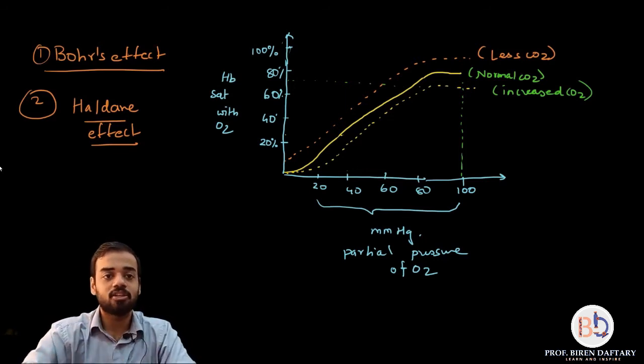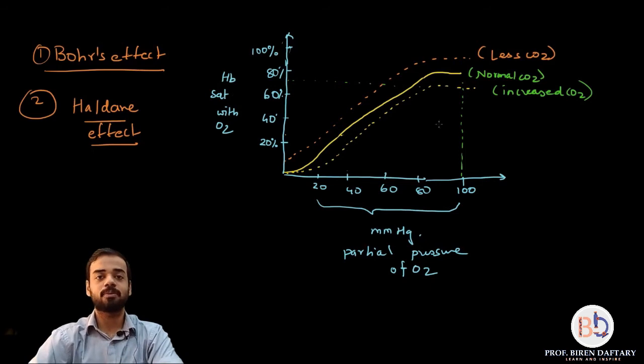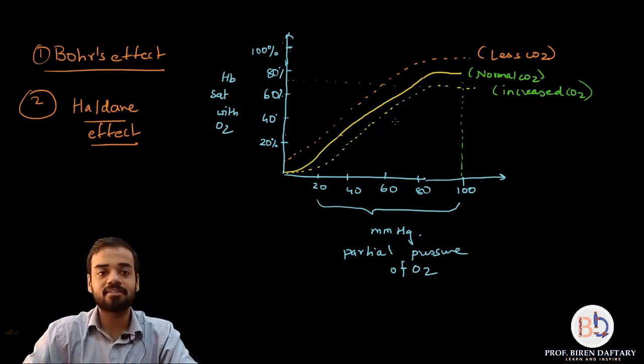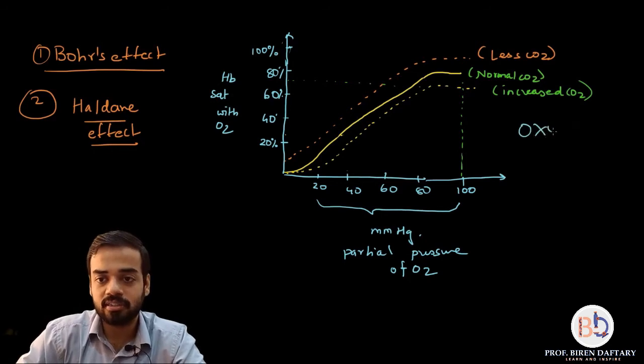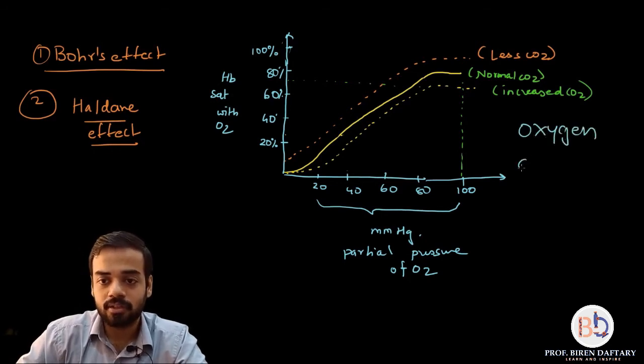Is this clear? Both these effects can be explained with the help of this graph, and this graph is called the oxygen dissociation curve. Is this clear?